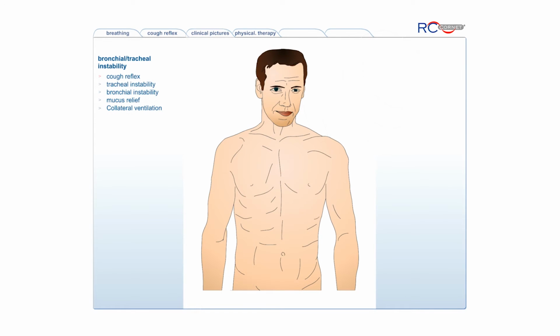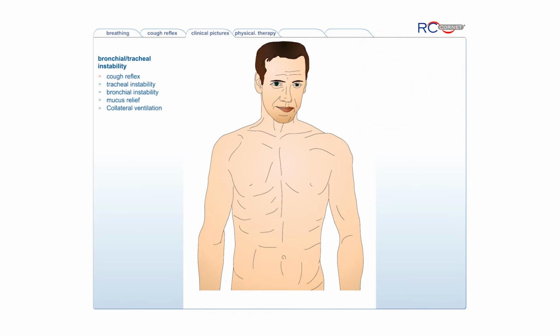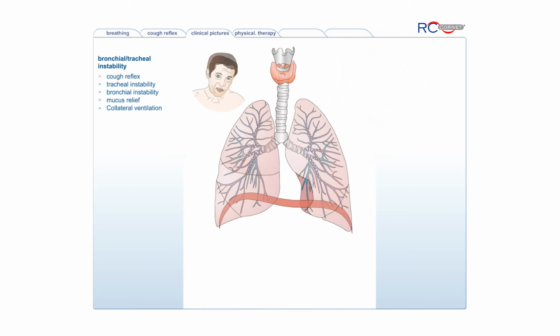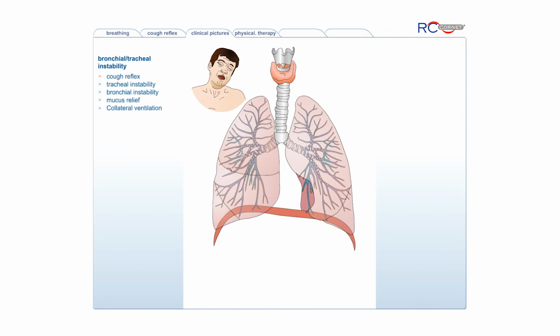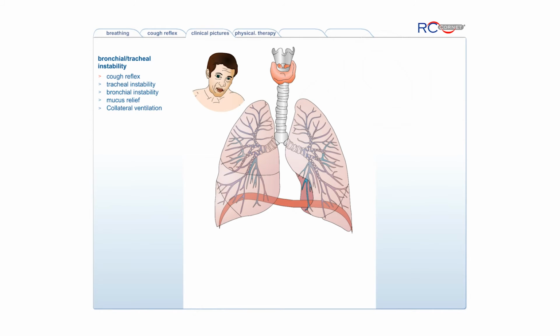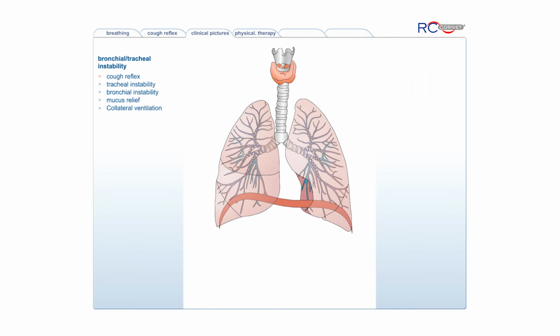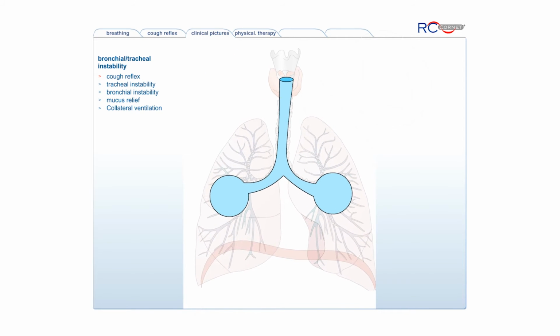Clinical pictures. At the normal cough, it is inhaled deeply. The larynx is closed and a high pressure is now built up with the preloaded muscles, in a healthy person about 100 cm H2O. By opening the vocal cords quickly, the pressure inside the bronchi is released and the airflow pulls mucus and other particles with it.